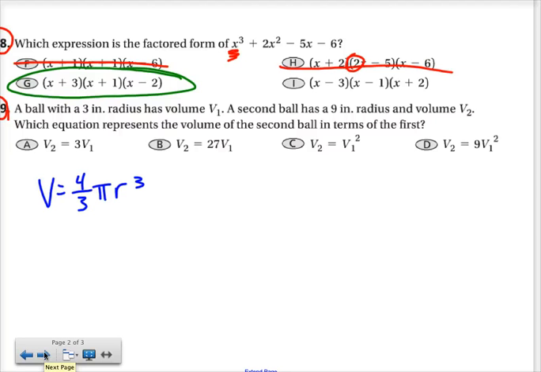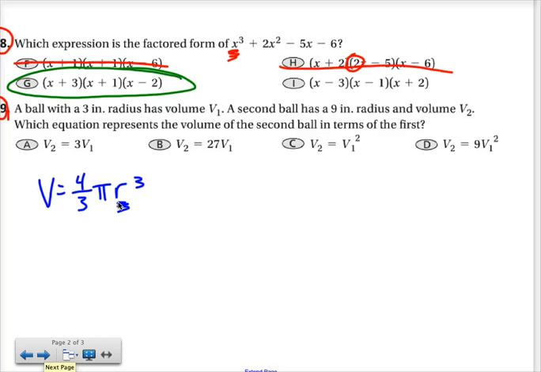So it says a ball with a 3-inch radius has a volume of v sub 1. A second ball has a 9-inch radius and a volume of v sub 2. Which equation represents the volume of the second in terms of the first? So what we want to notice here is that both formulas are going to require the 4/3 and the pi. What we're really asking is, how are the radii going to be related? And the radii are going to be related in terms of cubes.